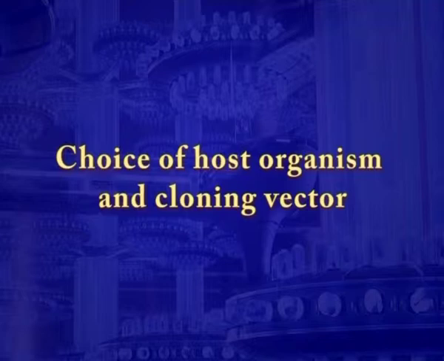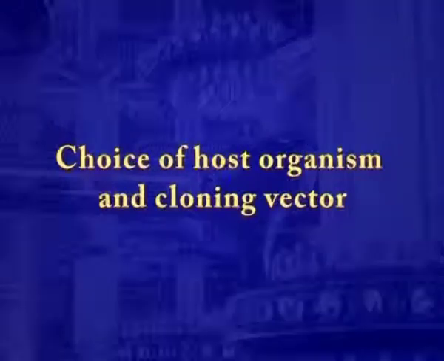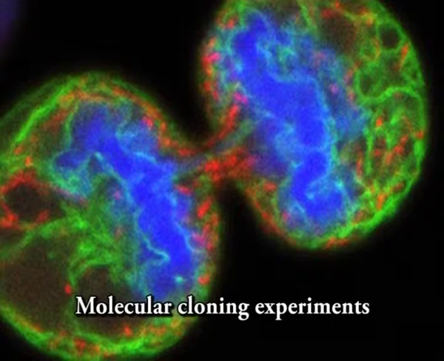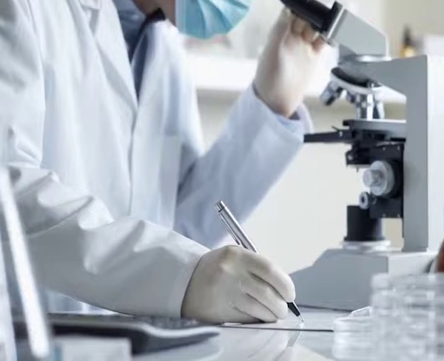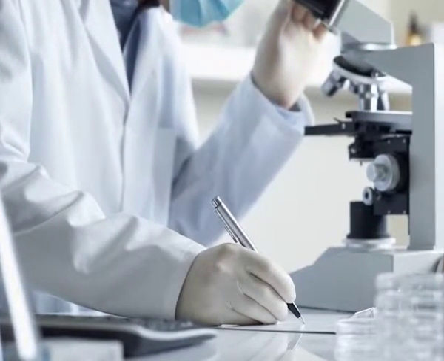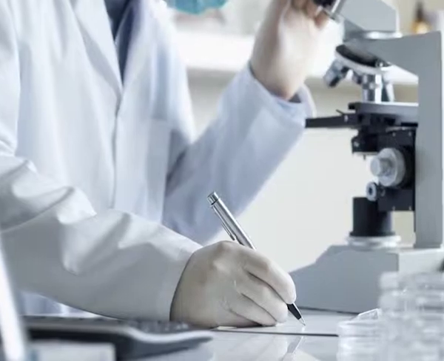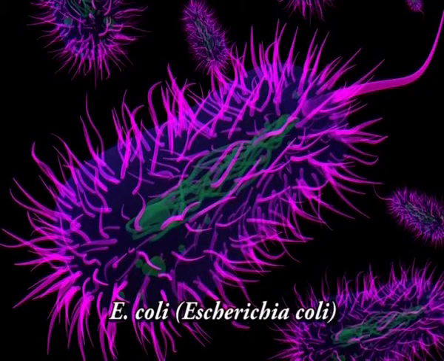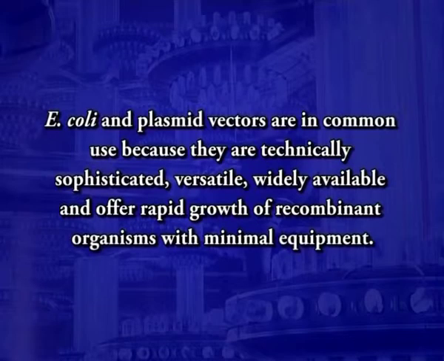Choice of host organism and cloning vector. Although a very large number of host organisms and molecular cloning vectors are in use, the great majority of molecular cloning experiments begin with a laboratory strain of the bacterium E. coli, which is Escherichia coli, and a plasmid cloning vector. E. coli and plasmid vectors are in common use because they are technically sophisticated, versatile, widely available, and offer rapid growth of recombinant organisms with minimal equipment.